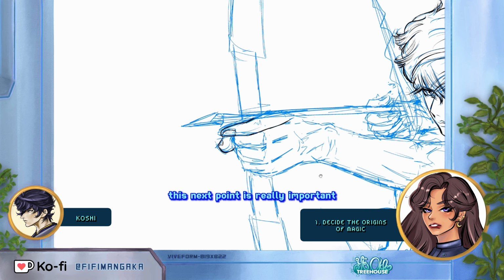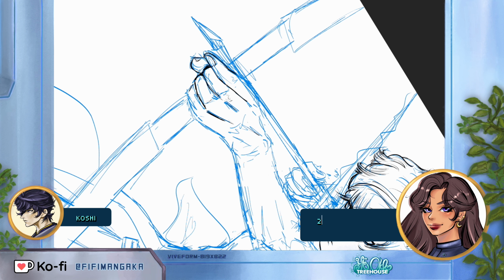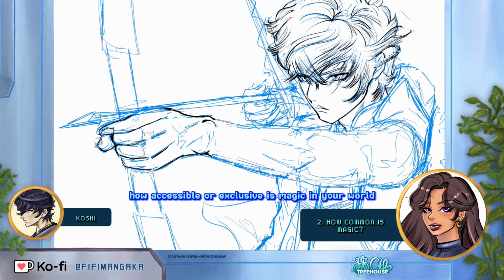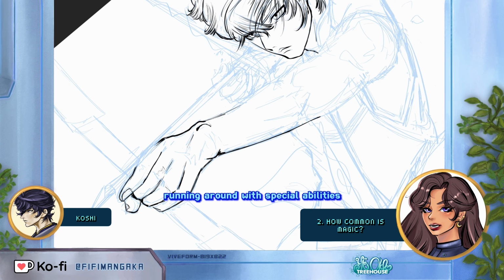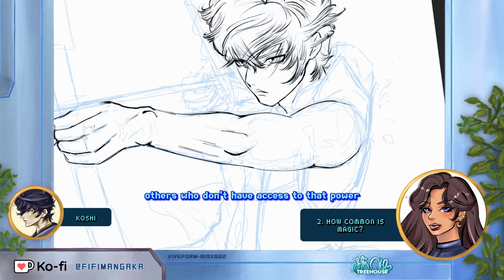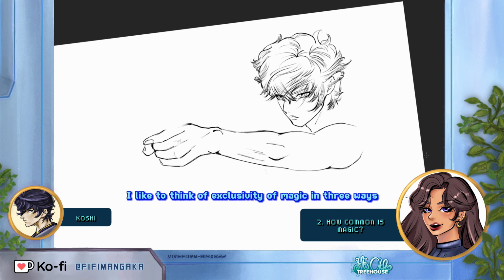This next point is real important, and surprisingly, so many storytellers don't think about it and how it will affect their magic-based power system. Is magic a common thing? How accessible or exclusive is magic in your world? Are we going to see tons of characters running around with special abilities, or is there only one true chosen one that has access to the magic in the system and they fight against others who don't have access to that power? I like to think of exclusivity of magic in 3 ways.